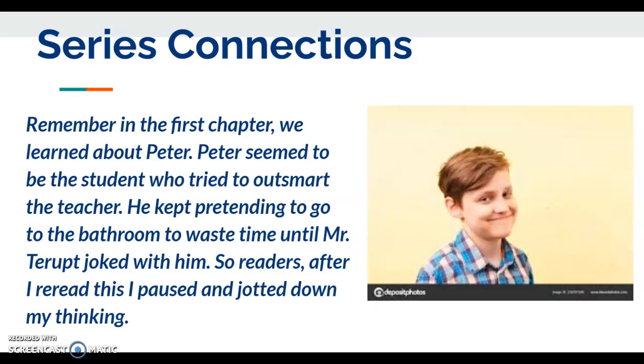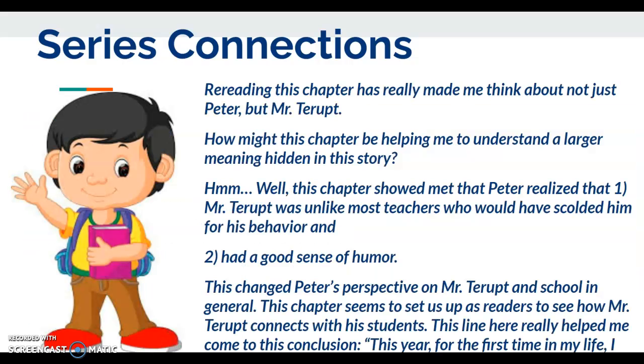He kept pretending to go to the bathroom to waste time until Mr. Terupt joked with him. So readers, after I reread this, I paused and jotted down my thinking. When I was rereading this chapter, it has really made me think about not just Peter, but Mr. Terupt. How might this chapter be helping me to understand a larger meaning hidden in this chapter?